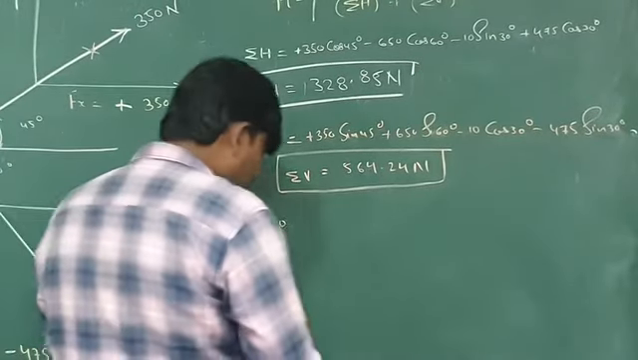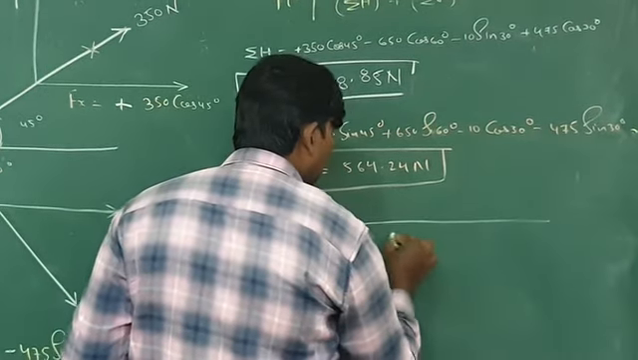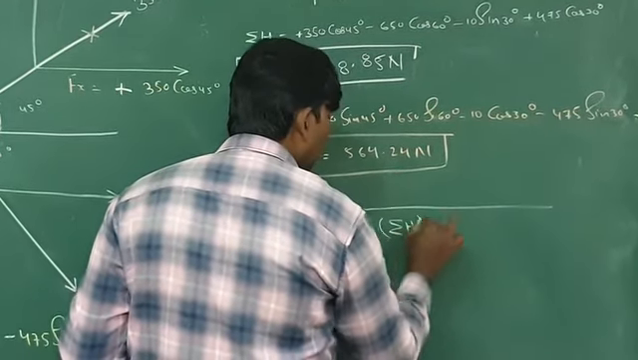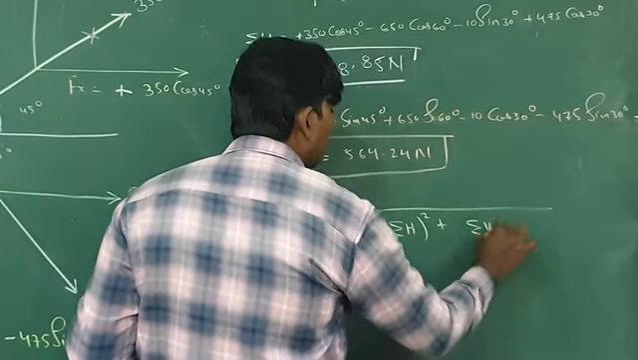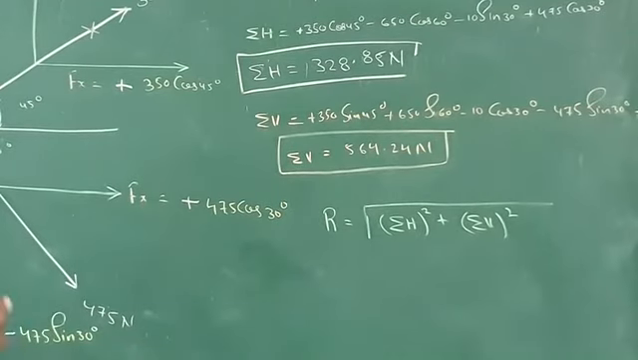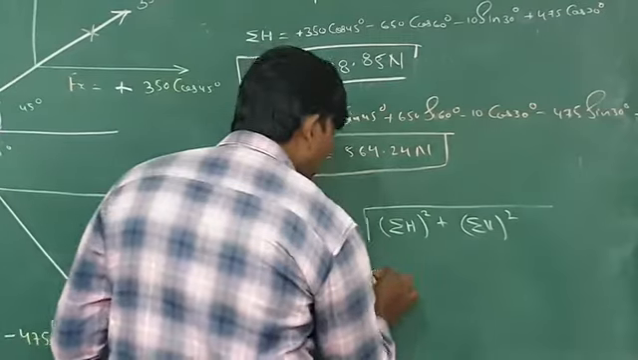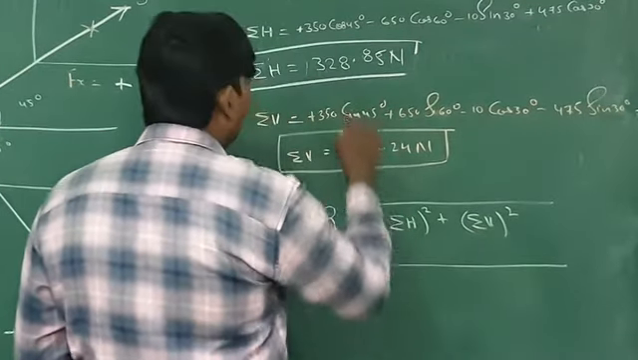After that what you have to do, you have to find out the resultant. For the resultant, R is equal to under root of sum of horizontal forces plus sum of vertical forces. So here sum of horizontal is equal to, how much sum of horizontal is there?